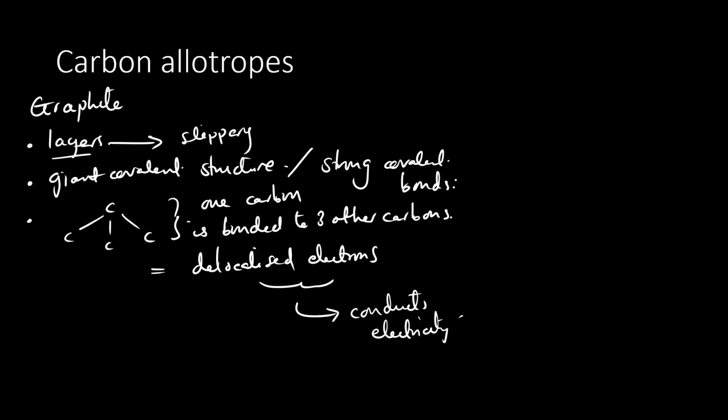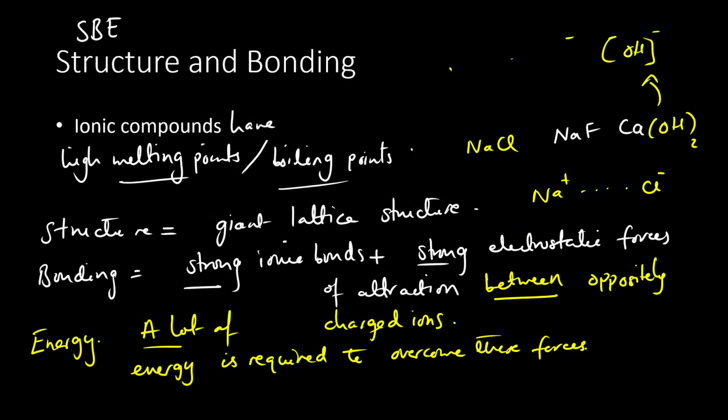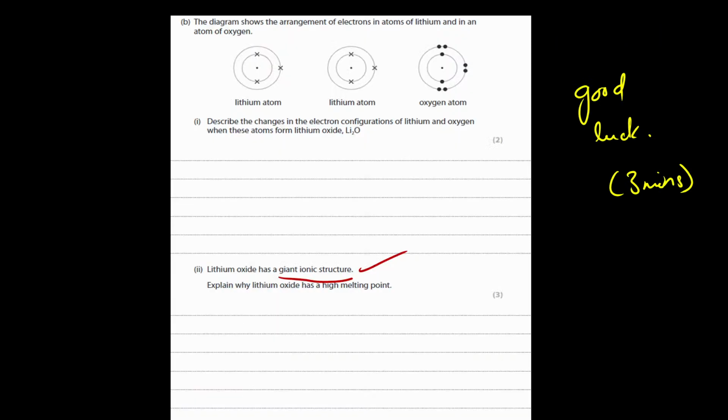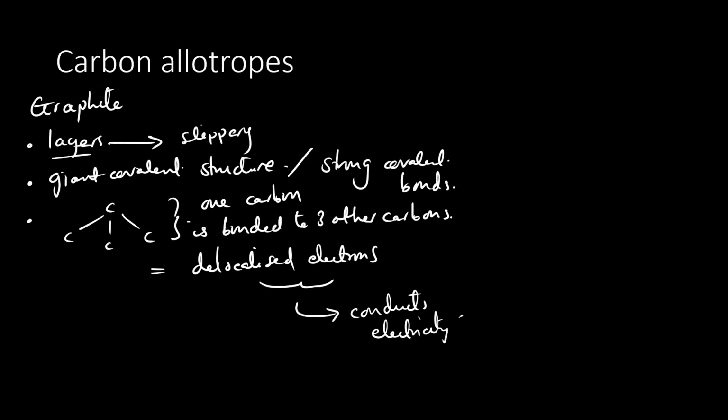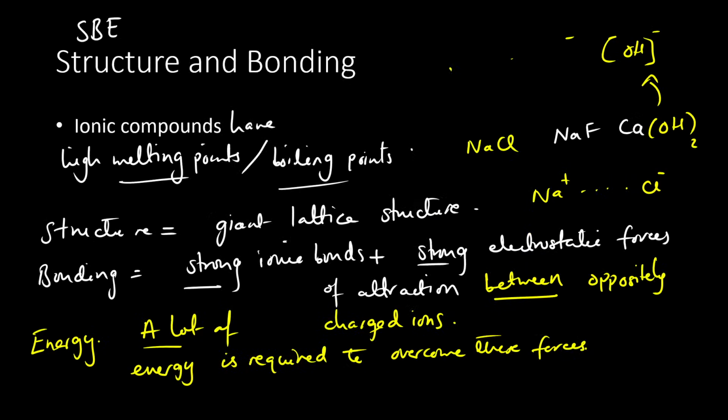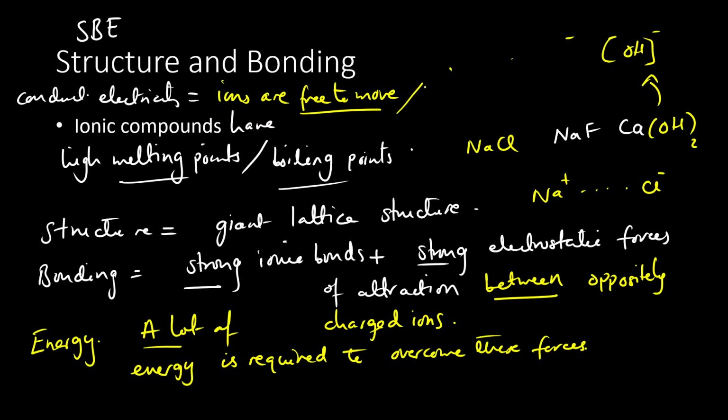Now, I forgot to mention with the ionic bonding the reason why ionic compounds can conduct electricity. Can anyone tell me how they can conduct electricity? Because the ions are free to move. So the ions are free to move. This means that they can conduct electricity. They can carry charge.